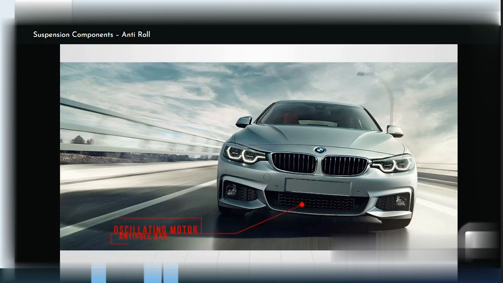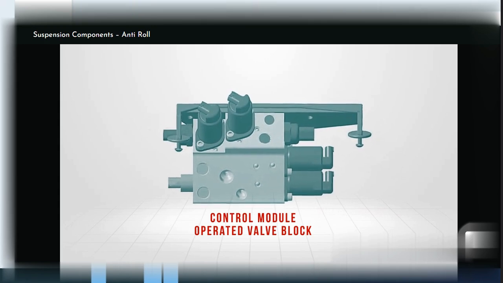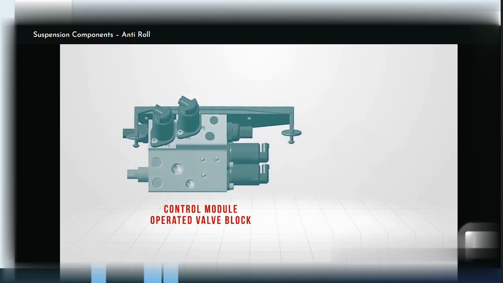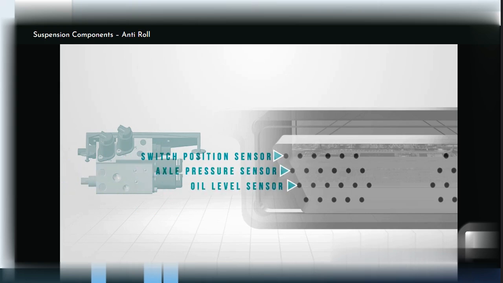One such type is the oscillating motor anti-roll bar as used by BMW. This system uses a control module operated valve block, a belt-driven hydraulic pump, and the oscillating motor. Feedback to the module is via a switch position sensor, axle pressure sensors, oil level, and a transverse acceleration sensor.